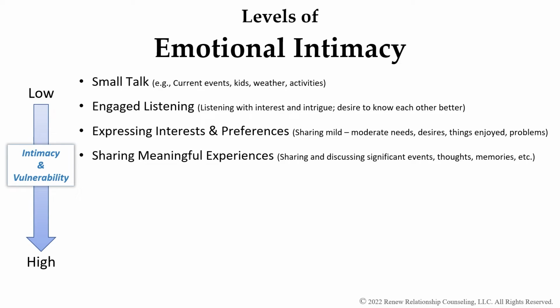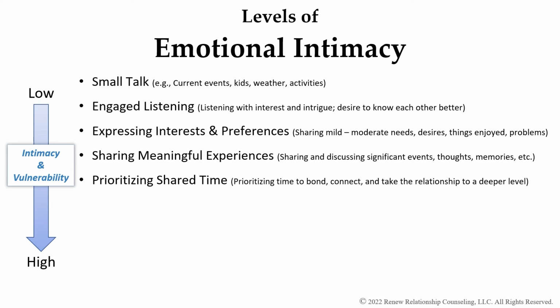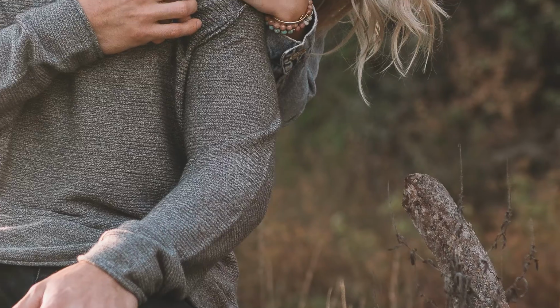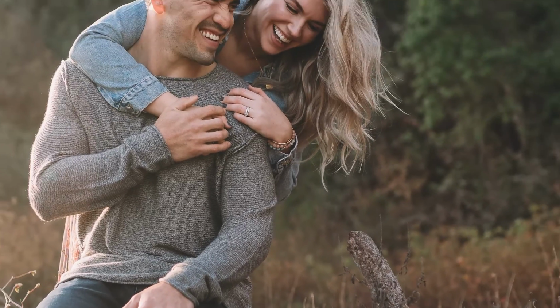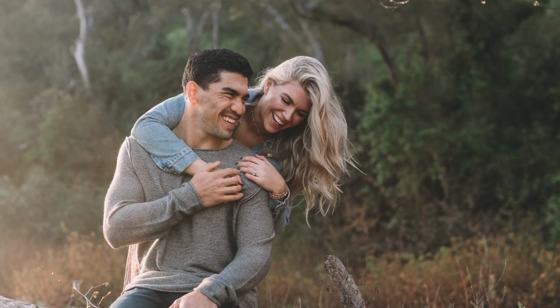Okay, taking that intimacy now even a little bit further, I might prioritize shared time. So time to bond, to connect, to take the relationship to a deeper level. We want to set aside time for our partner. In marriage in particular, it's important that we're creating time on a regular basis to be with that person that we love. It's during those times that we're creating with one another that some of this intimacy can be built in our conversation and in our connection. So prioritizing that shared time.